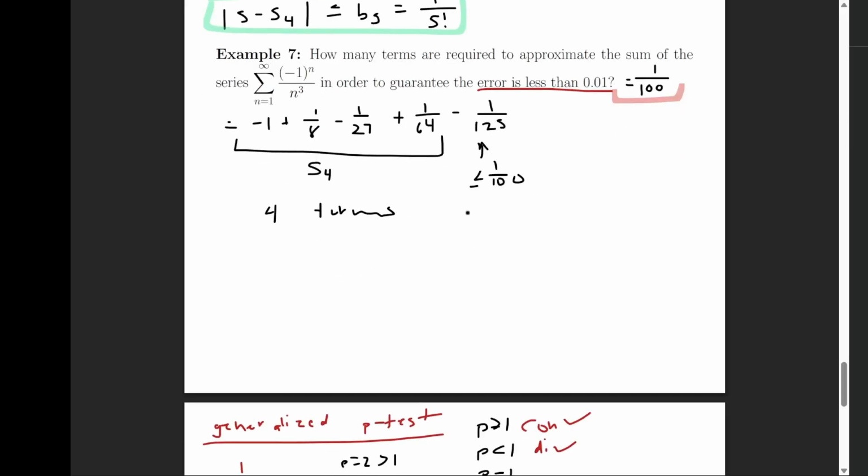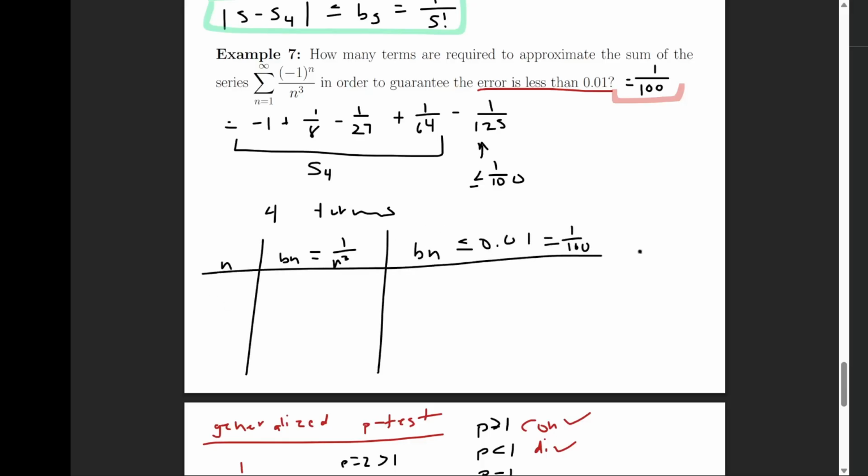Another way you could do it, and it just changes based on organization and how big the thing is, is to write it in a chart like this. So b sub n, in this case, is 1 over n to the third power, right? And then for our third column, this is our yes or no: is it less than 0.01, or 1 over 100? So this is what our chart will look like, a little bit prettier, I hope. Here, n equals 1, we plug in 1, it's just 1. Is this less than 1 hundredth? No. Okay, so we do the next one.